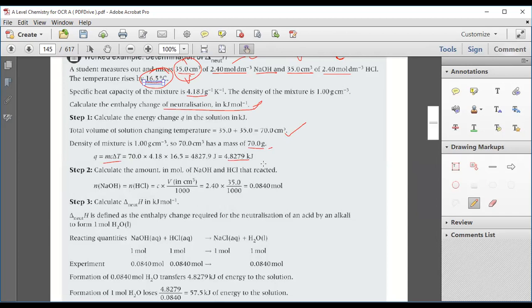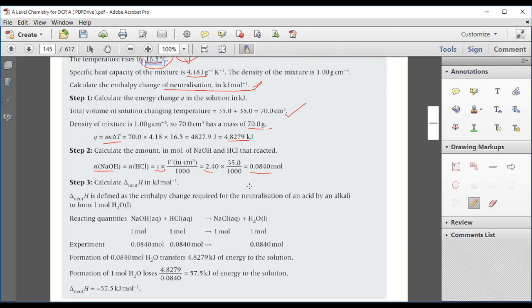Now calculate the amount of moles similarly as we did in the last one. n is equal to concentration into volume upon 1000. So number of moles of NaOH is equal to concentration 2.4, volume 35 divided by 1000, which is equal to 0.084 moles. Fine. So moles of NaOH and HCl are coming 0.084 moles.